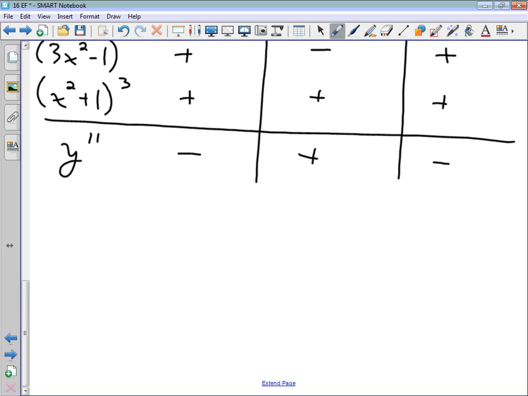What does this tell us about our function? Well, let's see, the second derivative is negative. Is it concave up or concave down? Let's take a poll. Who says concave up? Who says concave down? Everybody says concave down. Excellent. Yeah, so it's going to go concave down, concave up, concave down, which tells us that we have 2 points of inflection.